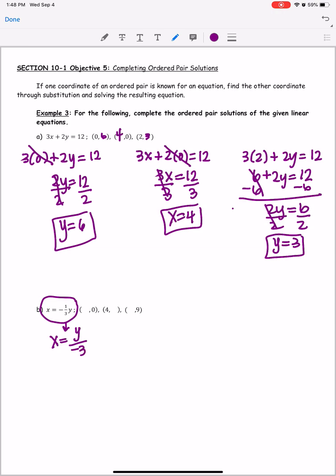Okay, so my first ordered pair, I know y is 0, so we got to solve this for x. So I'm using this equation, the one we rewrote, don't know x. So we got x equals, my y is 0, so 0 divided by negative 3. 0 divided by anything is 0.